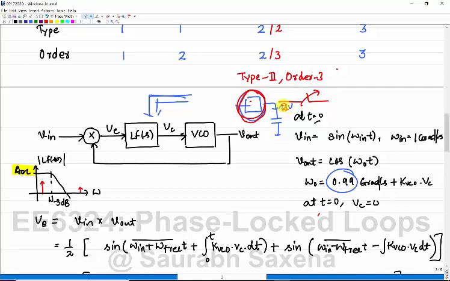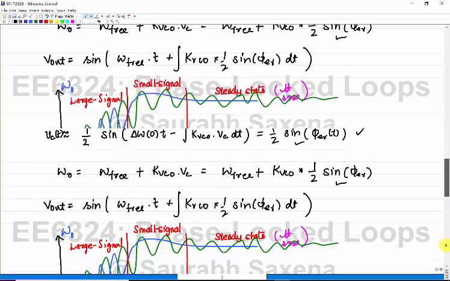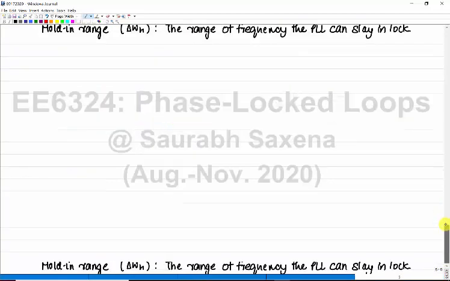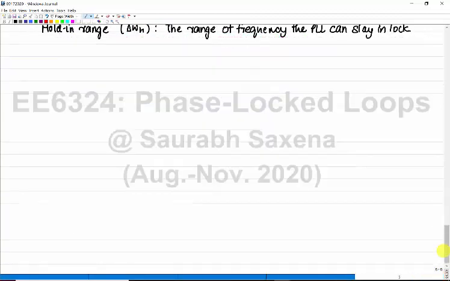How it reaches this 2 volt is not important. The important part is that somehow it gets 2 volt and it remains there. No small disturbance to the system can change this +2 volt. It will remain stable. Such frequency ranges are called the hold-in range: the range of frequencies the PLL can stay in lock. How it reaches that lock is not a question here. It just locks somehow.